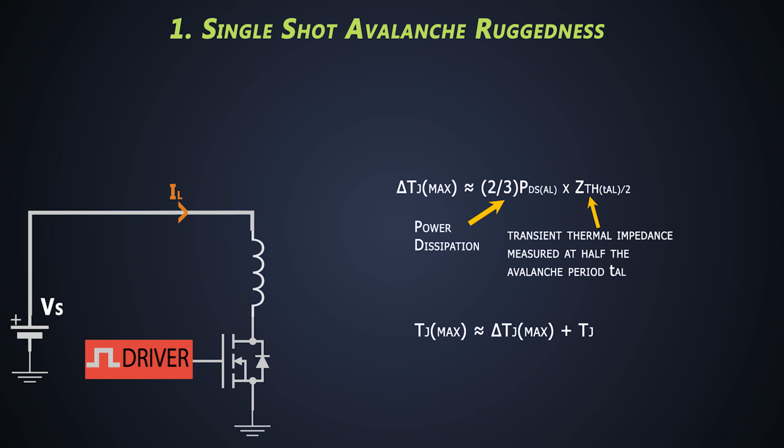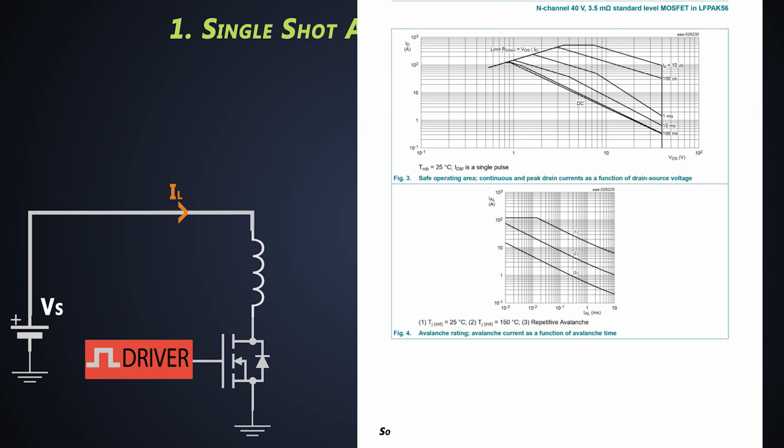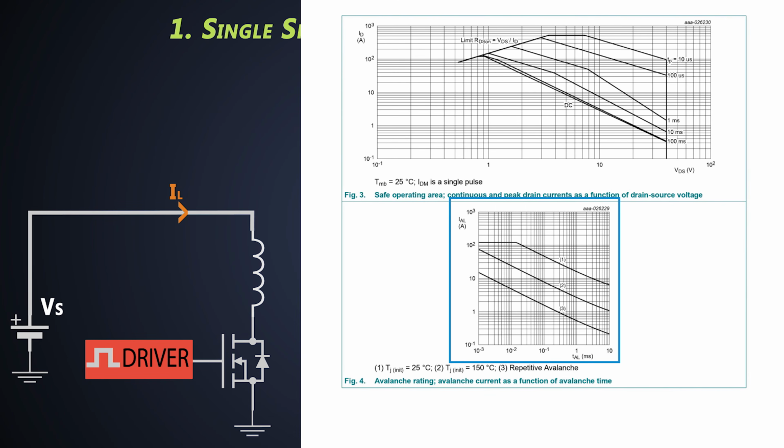Fortunately, to make this process simpler, the avalanche rating graph is present in every MOSFET datasheet, which is also known as the Avalanche Safe Operating Area, which shows how much the junction temperature of the MOSFET will be against the peak avalanche current flowing through this MOSFET, and for how much time this current is flowing through it, which is also known as avalanche time.